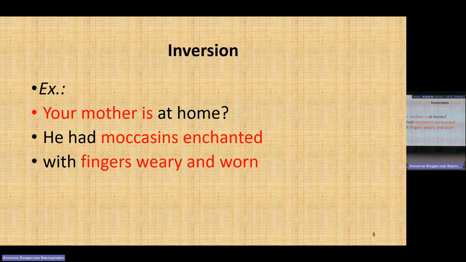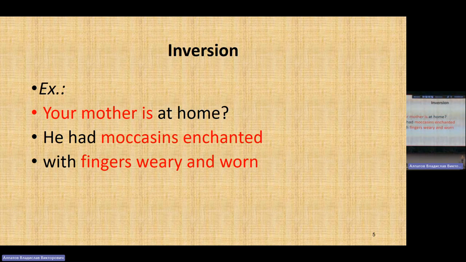Inversion may be typical of colloquial speech, as you see in the first example. If somebody asks, "Your mother is at home?" this is clearly colloquial style, because grammatically correct, it would be "Is your mother at home?" On the other hand, inversion is also capable of elevating the style. For example, if you put the noun or the object and then the attribute, then it sounds like epos, like some epic story. It sounds more formal than the normal word order.